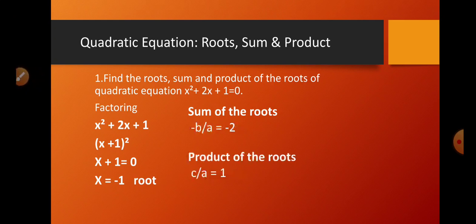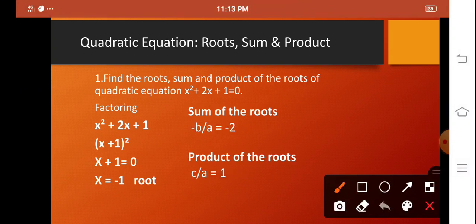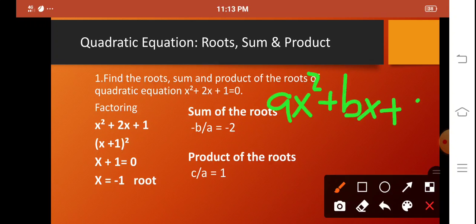We can make use of the formula -b over a for the sum, and for the product, c over a. So we have to remember the quadratic form ax squared plus bx plus c is equal to 0. Our given is of this form, so we can easily identify the value of a, which is 1, the value of b, which is 2, and the value of c, which is 1.